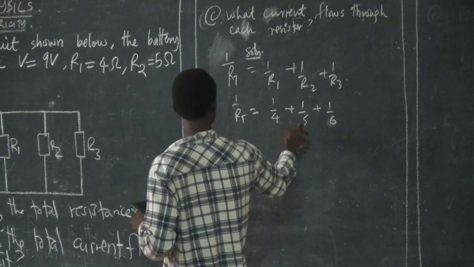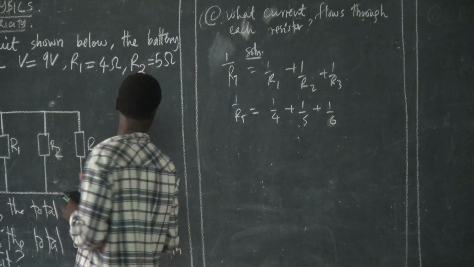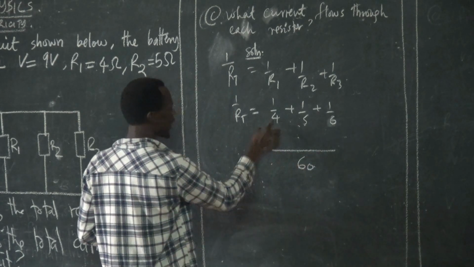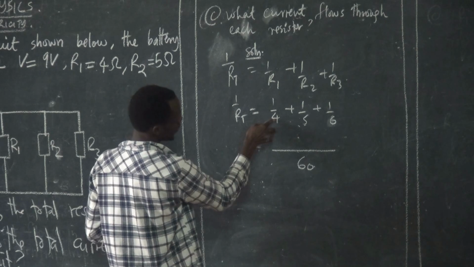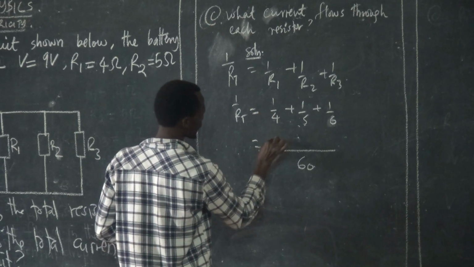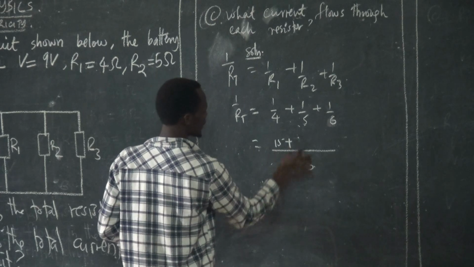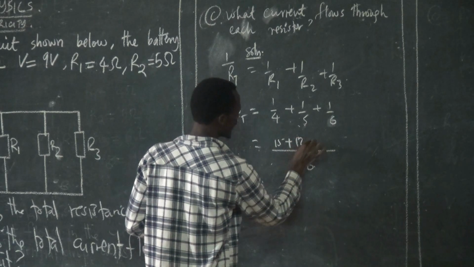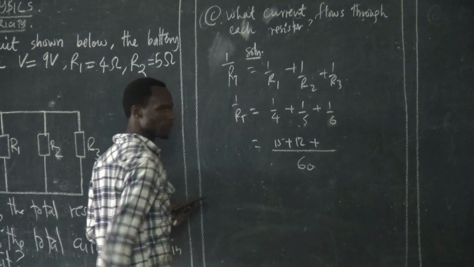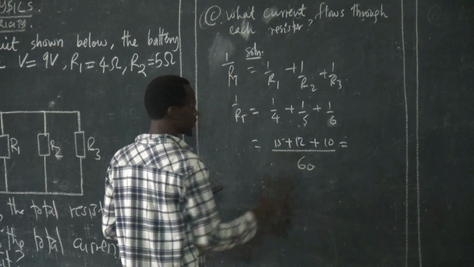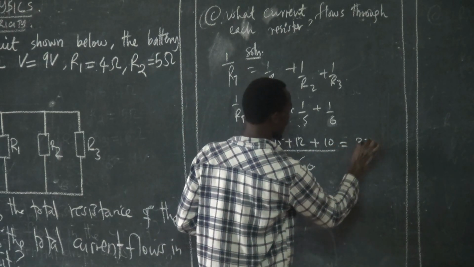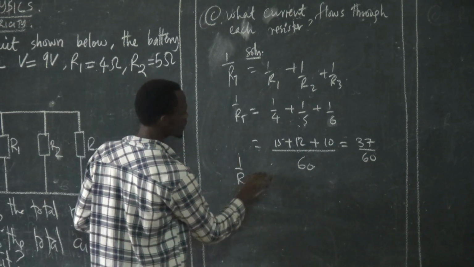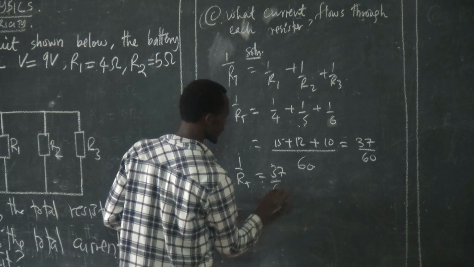Now the LCM of 4, 5 and 6 is what? 60. Now the LCM is 60. 60 divided by 4, 15. Plus 60 divided by 5, 12. Then plus 60 divided by 6, 10. Now it's equal to what? It is 37. Now 37 over 60. Now 1 over R total is equal to 37 over 60.